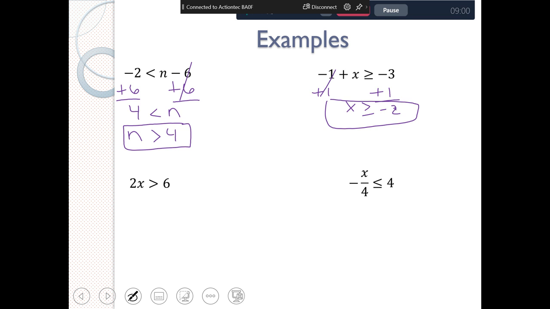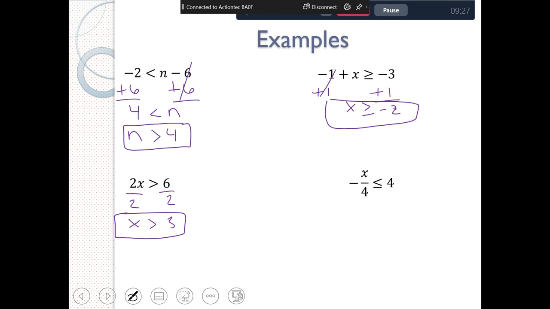Okay, so for this next one, if this is a normal solving equations problem, what would I have to do? There's a 2 in front of my x. Divide by 2. Am I dividing by a negative number? No. So we're going to keep our sign. So 6 divided by 2 is 3. So x is greater than 3. I would have an open circle, and it would go towards the right because it's positive.